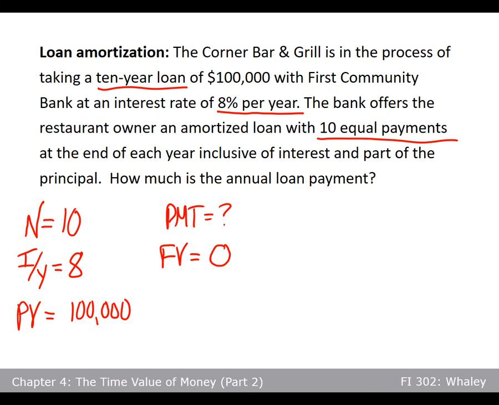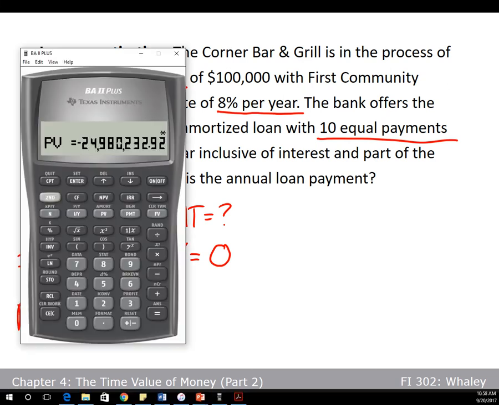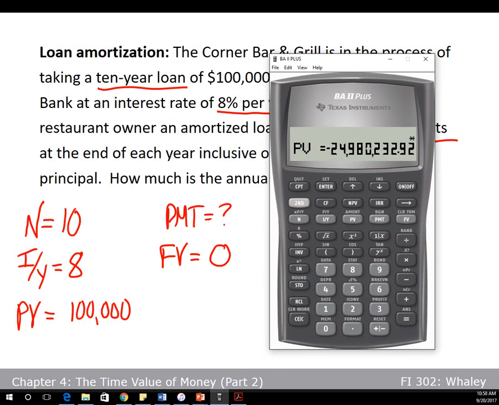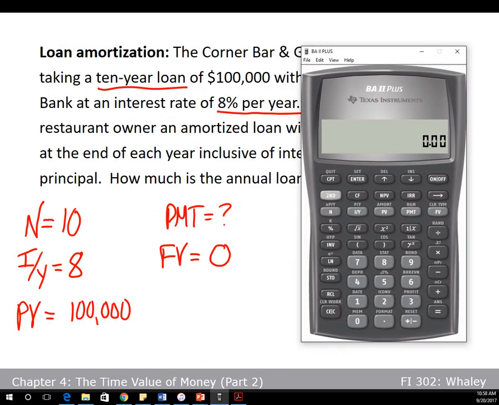And so let's plug this into our calculator. Move it over here so you can see everything. I'm going to clear this out. I know my number of periods is 10, N. My interest rate is 8, I/Y. My present value is $100,000, PV. The payment's what I want to know, and my future value is 0. So now I hit compute, payment, and I see that my payment is $14,902.90. And you notice that it's negative, right? It's a negative number because that money would flow away from Corner Bar and Grill and to the bank.